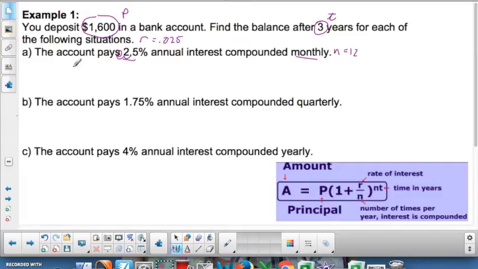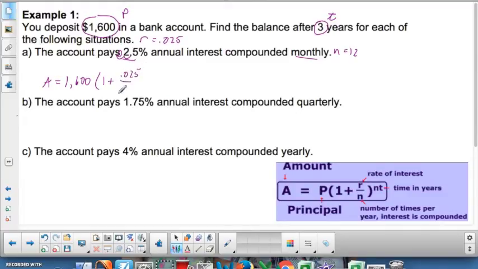because there are 12 months in a year. So when I write this out in this formula, I don't know my A, that's what I'm looking for. My principal amount, my initial amount, is 1,600. I'm going to open that parentheses, put a 1, that's always there, plus, and then I've got a fraction. On the top of the fraction goes my interest rate after I've changed it into a decimal, so 0.025.